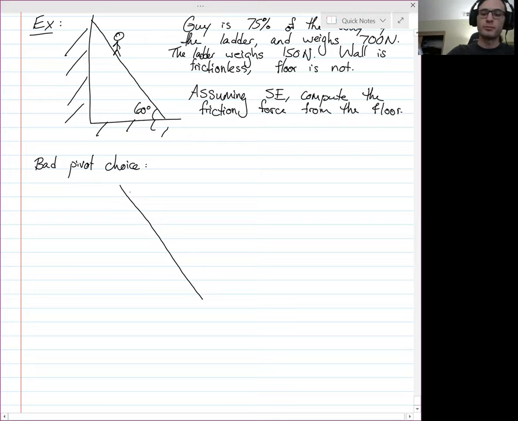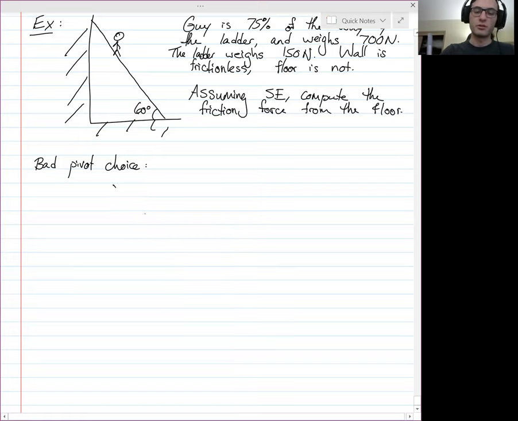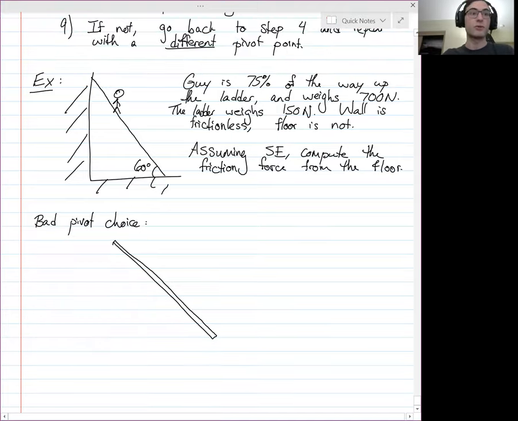So here's our ladder. Let me thicken it up so it doesn't get confused with other things. It's terrible, but it'll do. No, you know what? That's a terrible idea. I should just leave it as is. Okay, there's our ladder. Sue me. Okay, so we need to draw in all of our forces because this is a force diagram.